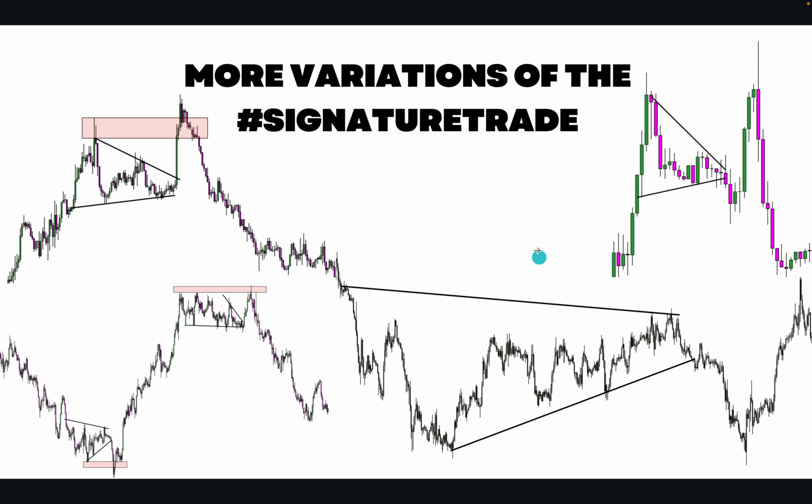More variations of the signature trade. So we have more and more variations right here. Here's one, here's another big, huge one right here. Here's another one. This was a complex variation where they broke out to the downside, then shot up, that liquidity stop hunt right here, reversal.